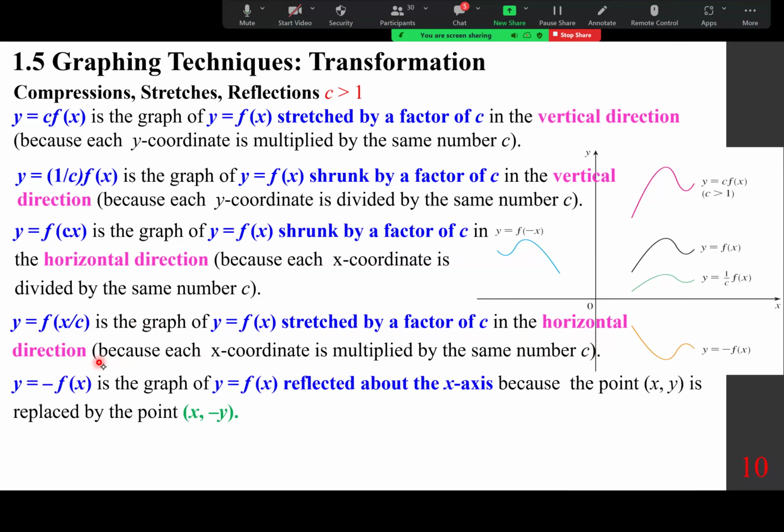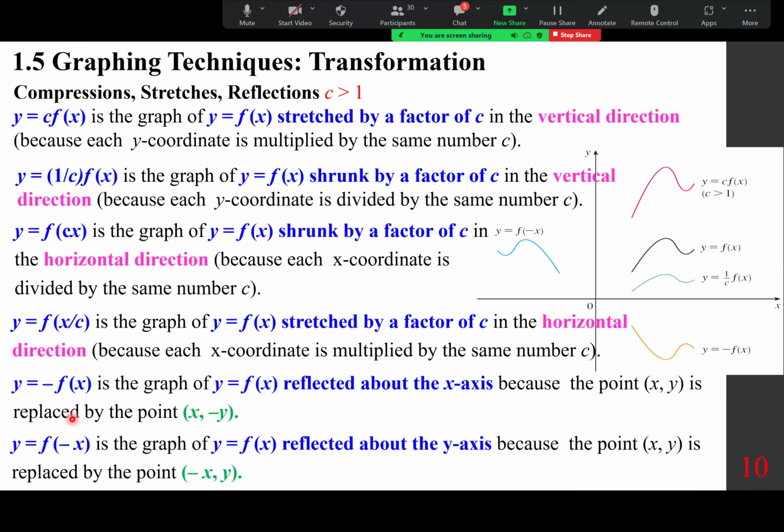And y equals minus f of x is the graph of y equals f of x reflected about the x-axis, because the point x comma y is replaced by the point x comma negative y. And finally, y equals f of minus x is the graph of y equals f of x reflected about the y-axis, because the point x comma y is replaced by the point negative x comma y. So let's make some sense out of this by looking at a couple of examples.